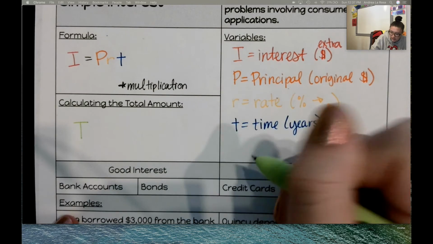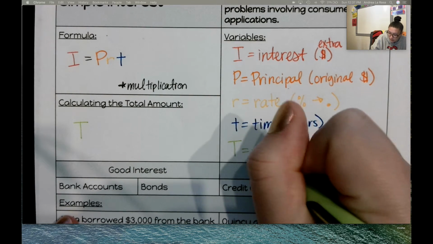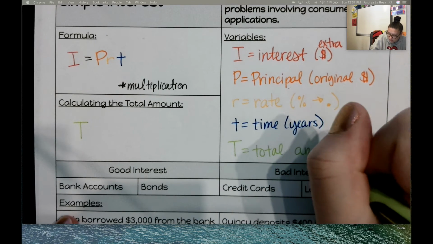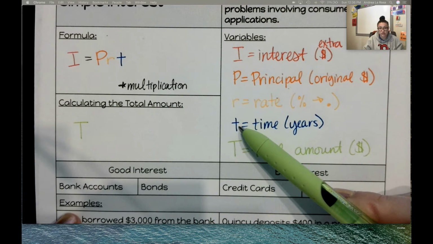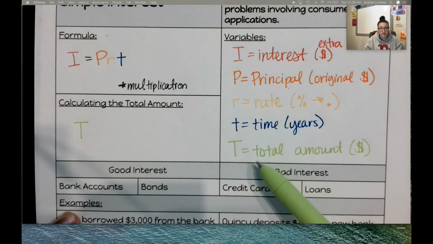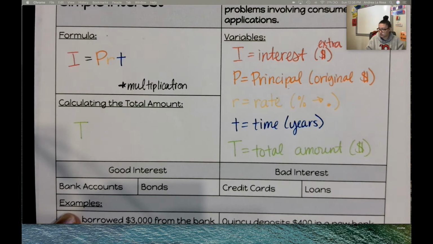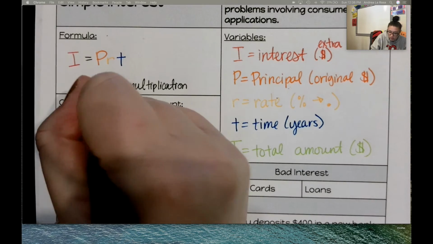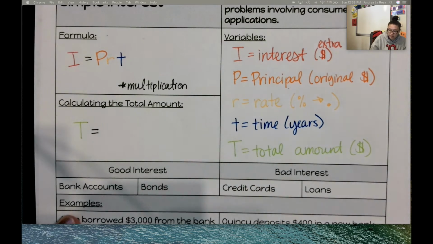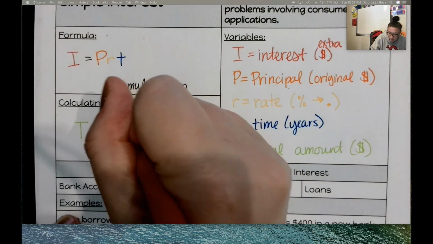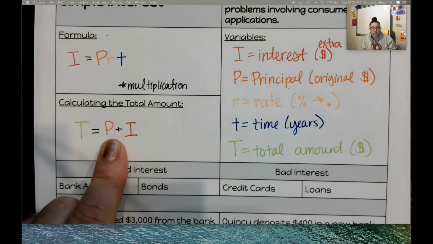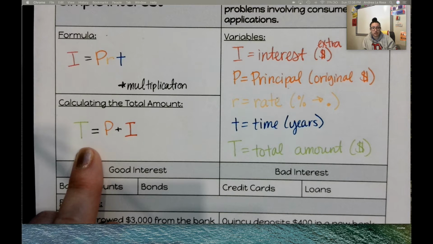To figure out the capital T, the total amount of money, notice it's different from time. Time's a little t, total amount's a big T. In order for me to get that total amount, I need to take my principal, the amount of money I started with, and I add my interest to figure out my total amount.